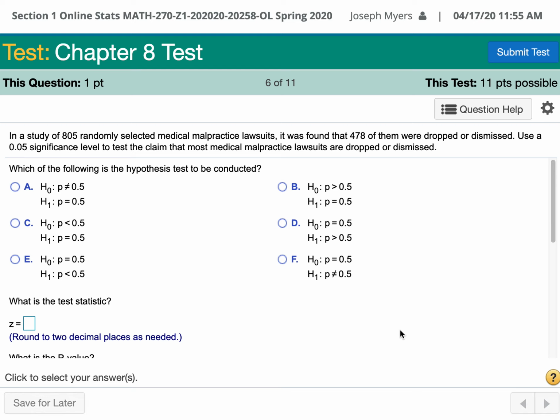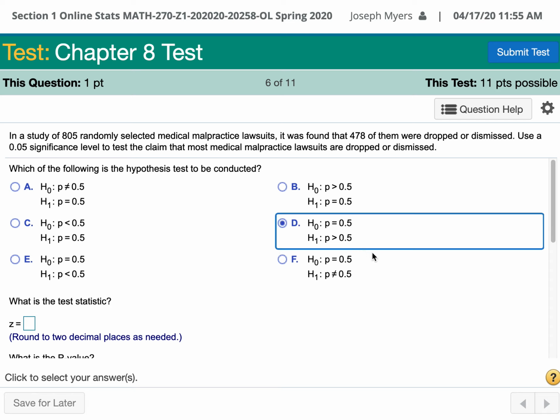And then question 6 on our chapter 8 test, it says this. So first we have to write the hypotheses. The claim is that most medical malpractice lawsuits are dropped or dismissed, so the proportion would be greater than 0.5. So look for an alternative.